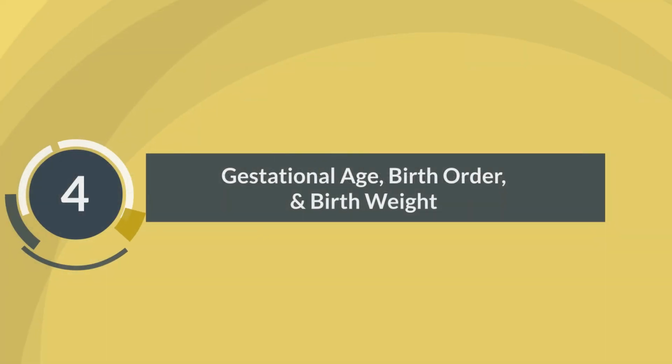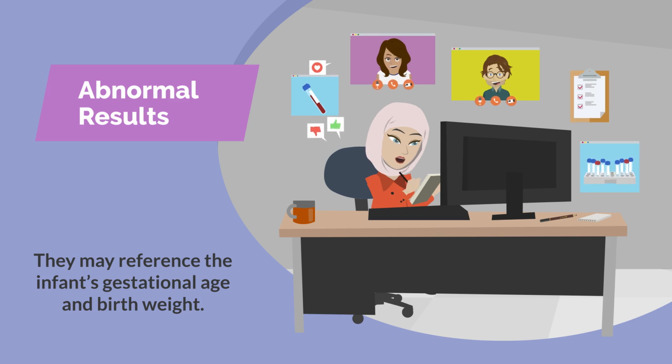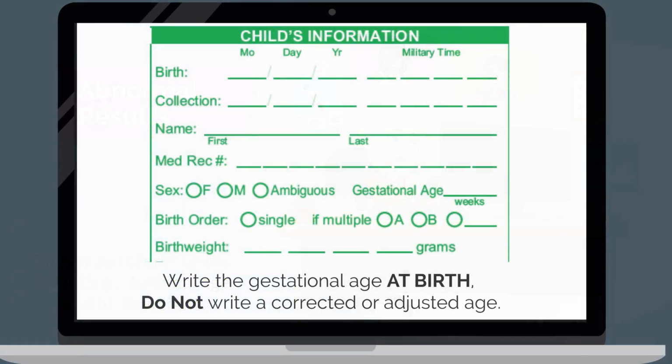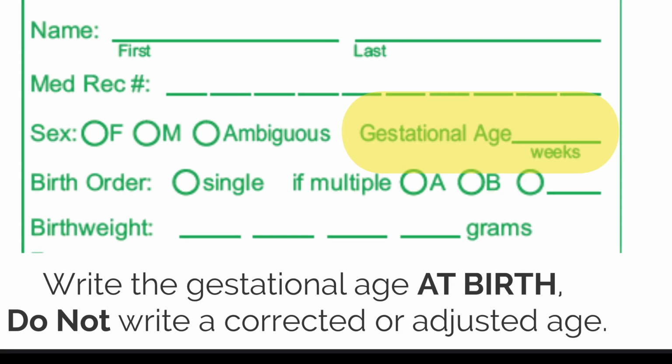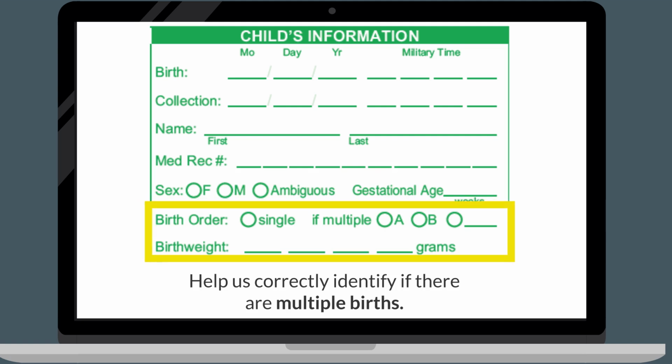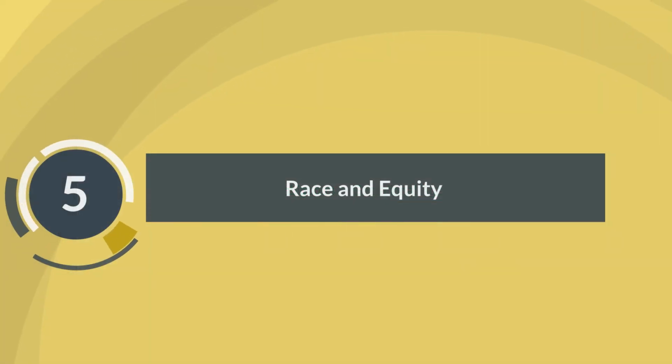Gestational age, birth order, and birth weight. When the newborn screening team analyzes abnormal results, they may reference the infant's gestational age and birth weight. When listing the gestational age, write the gestational age at birth. Do not write a corrected or adjusted age, as this could make it more difficult to analyze the specimen and interpret results. Filling out the birth order section helps us correctly identify the baby in case there are multiple births. Fill in the correct bubble for the baby, and when filling in the birth weight, use grams and refrain from using any decimals.